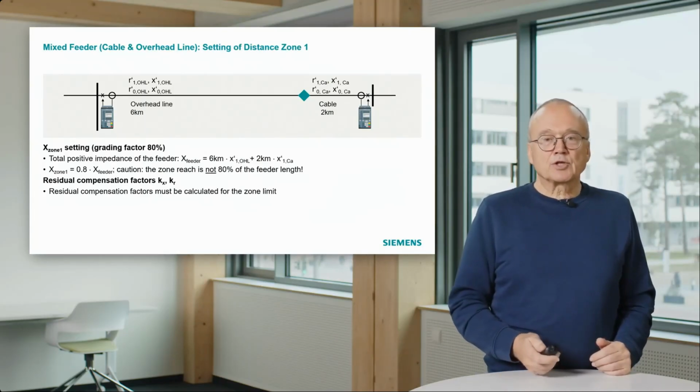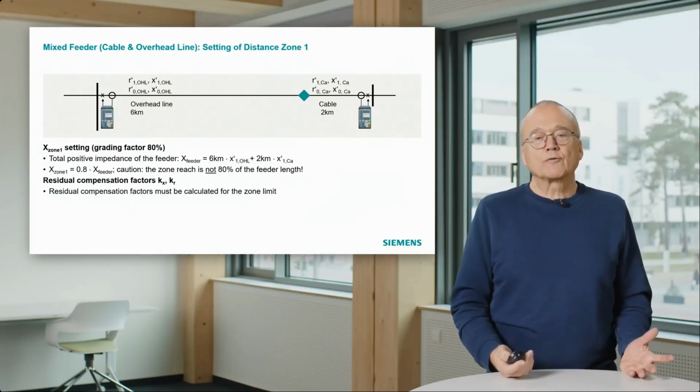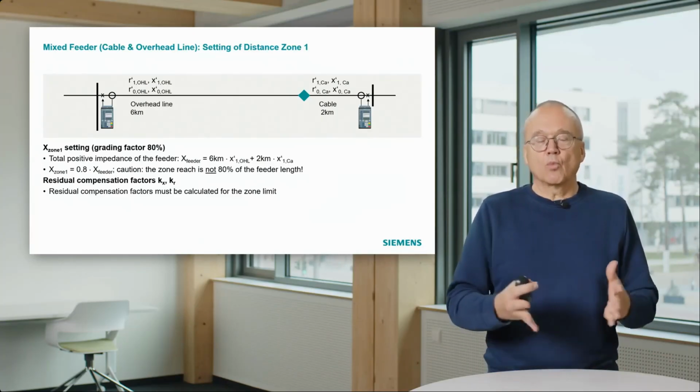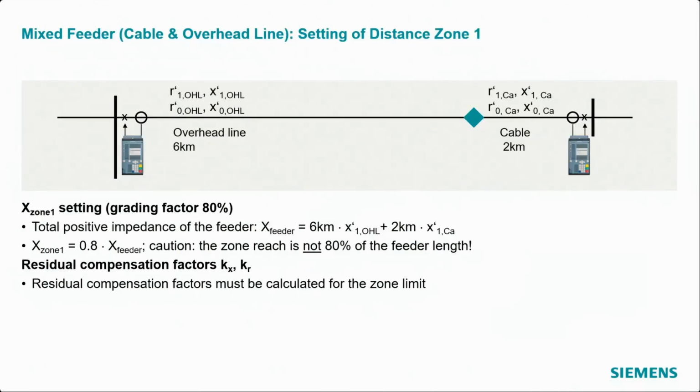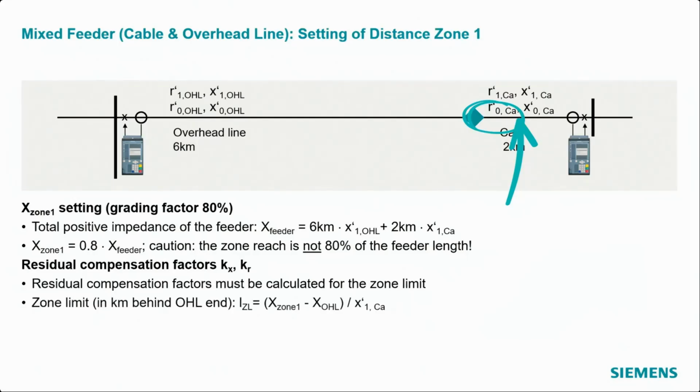That means the first step is we have to find out where the zone limit is. It's not 80% of our 8 kilometers. It is somewhere on the cable. We can make a rough estimation. That means the first thing is we have to find out where it is, so that we know which length of the cable, so this part of the cable here, has to be taken into account when we calculate the residual compensation factors. So how can we calculate where the zone limit is?